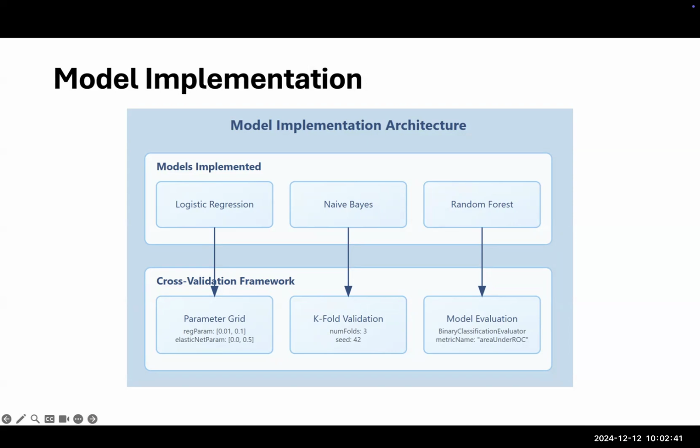For logistic regression, we explored regularization parameters between 0.01 and 0.1 and elastic net parameters from 0 to 0.5. This helped us find the sweet spot between model complexity and performance. We then implemented threefold cross-validation across all models with a fixed seed of 42 for reproducibility. The evaluation was standardized using the area under the ROC curve as our primary metric, allowing fair comparison across models.